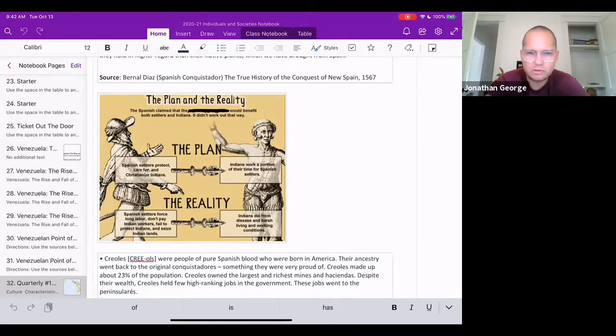Okay, the natives are supposed to work a portion of the land for the Spanish settlers. They end up dying from disease and harsh living and working conditions. Okay, so again, I would write that down on your paper. Okay, encomienda system.